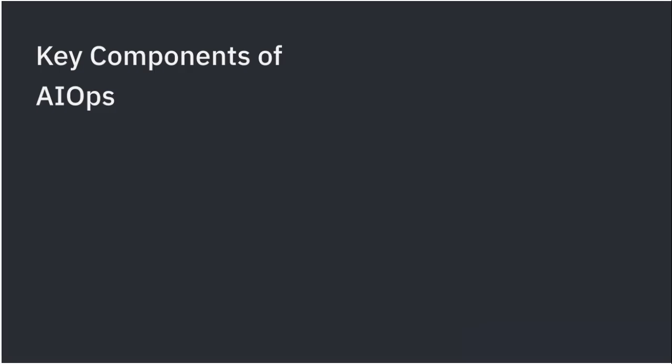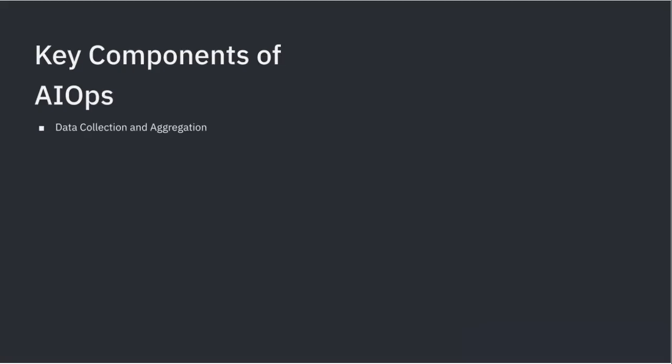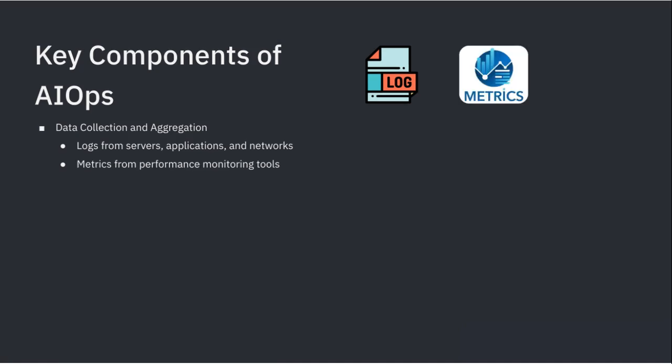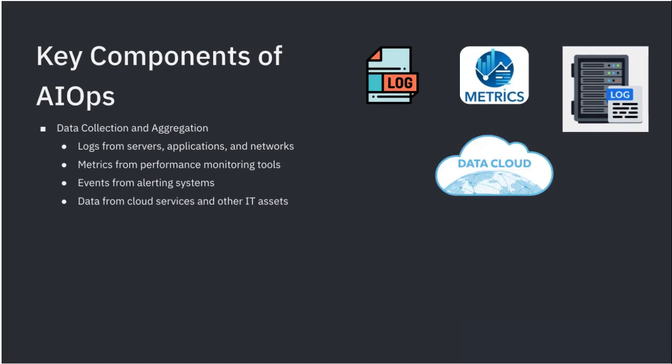To further understand what AIOps is, let's examine the foundational components AIOps is built upon. 1. Data collection and aggregation. AIOps platforms gather data from various sources, including logs from servers, applications, and networks, performance metrics, alerting system events, and cloud services. This data is aggregated into a unified platform, offering a comprehensive view of the IT environment.